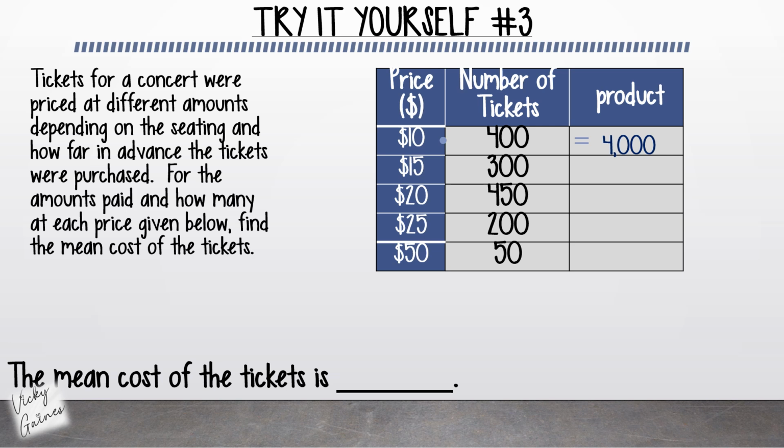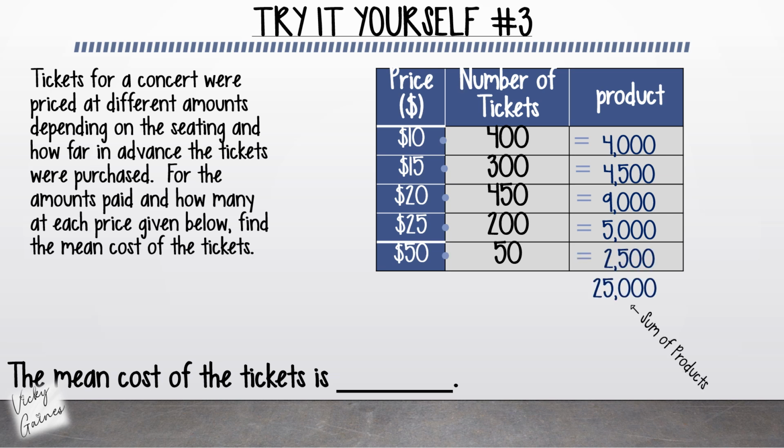$4,000 for the $15 tickets. There were 300 of those tickets. That is 4,500. $20 tickets, there was 450 sold. That's $9,000. $25 tickets, there were 200 of those. That's 5,000. And $50 tickets, only 50 of those sold. That's 2,500.